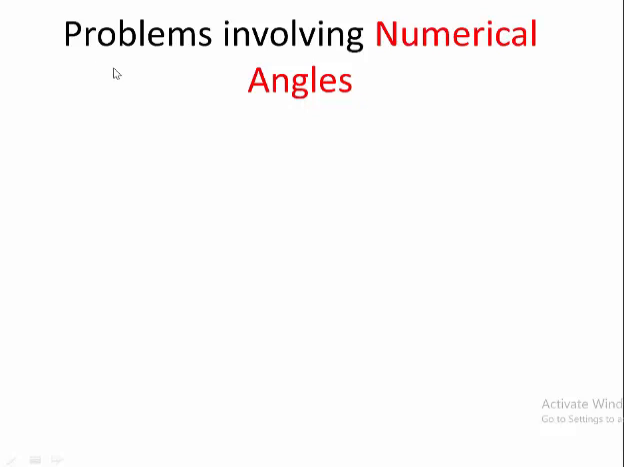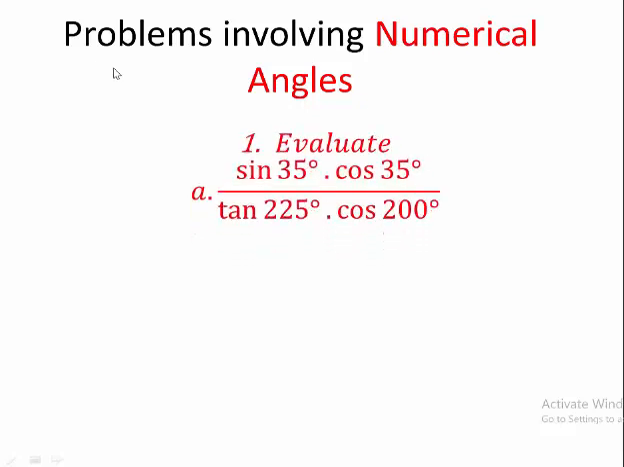Now let's start by looking at a few examples: evaluating the following fraction, which is sin 35 by cos 35, all over tan 225 by cos 200. So this is your expression.